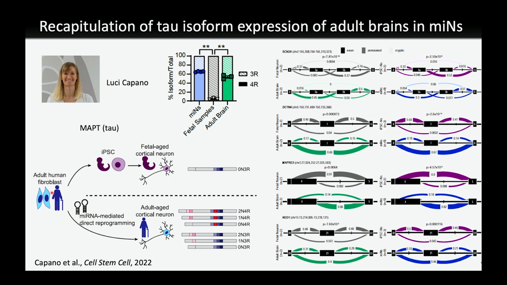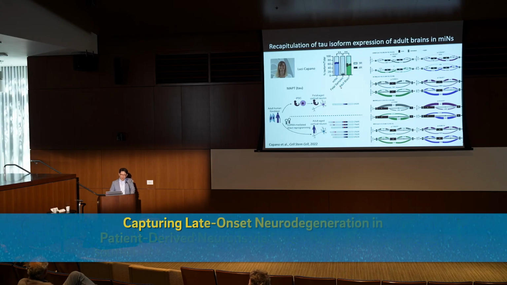And when we go from adult fibroblasts into neurons directly, that method allows us to look at all 6 different isoforms of tau. This is important because when we study tau dysregulation, for example in the Alzheimer's context, all 6 different isoforms, like 3R and 4R, make up the tau tangles.